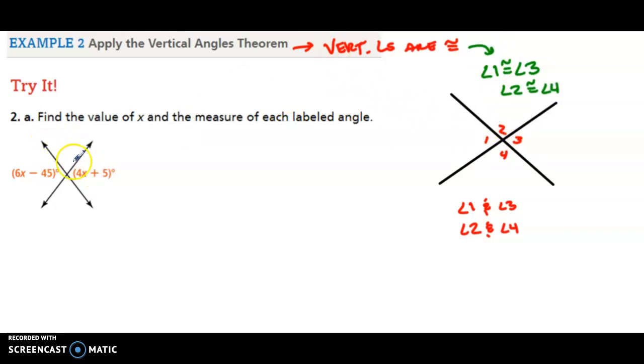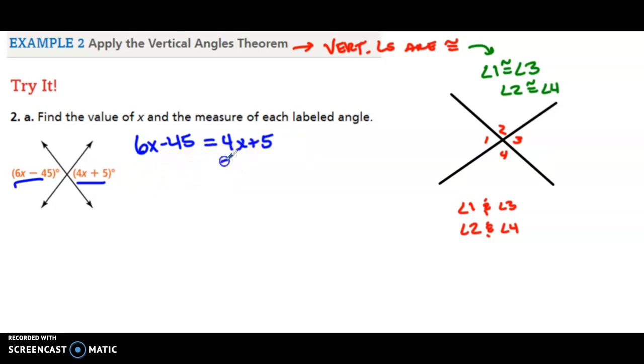So for this problem here, it says find the value of x and the measure of each labeled angle. We just need to recognize that these two angle measures are vertical angles. So they should be congruent to each other, or the 6x minus 45 should be equal to the 4x plus 5. So that would set up an equation that we can use our algebra skills to solve.